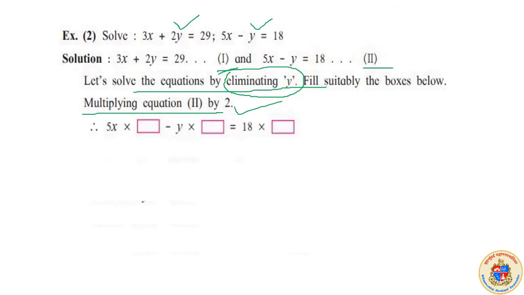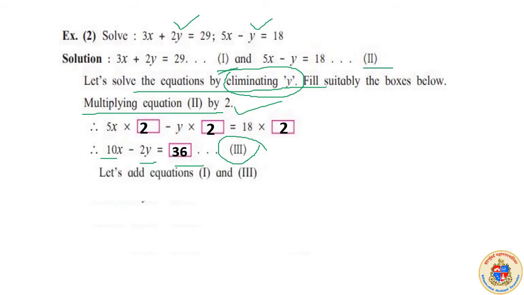इधर आपको लिखने को बोला है टेक्स्ट बुक में, तो आप इधर 2 लिखेंगे. 2 से मल्टीप्लाई कर रहे हैं सेकंड इक्वेशन के each term in the second equation, मतलब 5x को, माइनस y को और 18 को हम 2 से मल्टीप्लाई कर रहे हैं. And we are getting 10x. 5x into 2 became 10x, minus 2y and 36. This is our third equation. Remember, हमको एक नया इक्वेशन, फर्स्ट इक्वेशन, सेकंड इक्वेशन दिया है, थर्ड इक्वेशन हमने डिराइव किया.